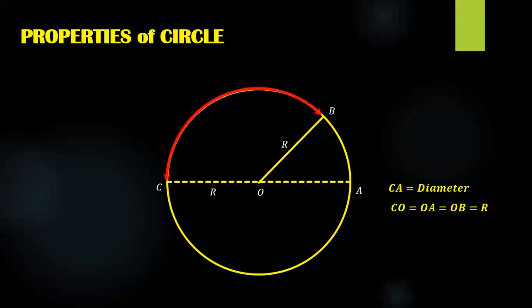Okay, so what is the red color? In a circle, we call this arc CB. The arc is a fraction of the circumference of a whole circle, with respect to angle beta.